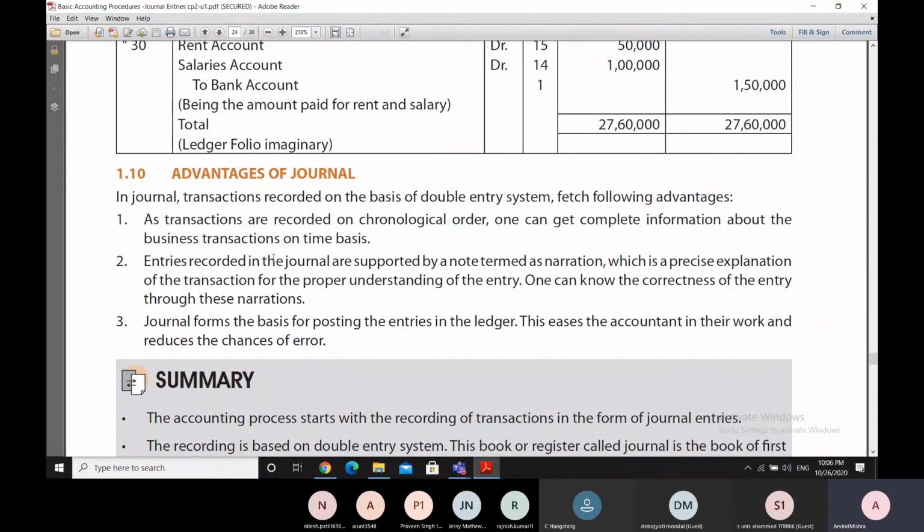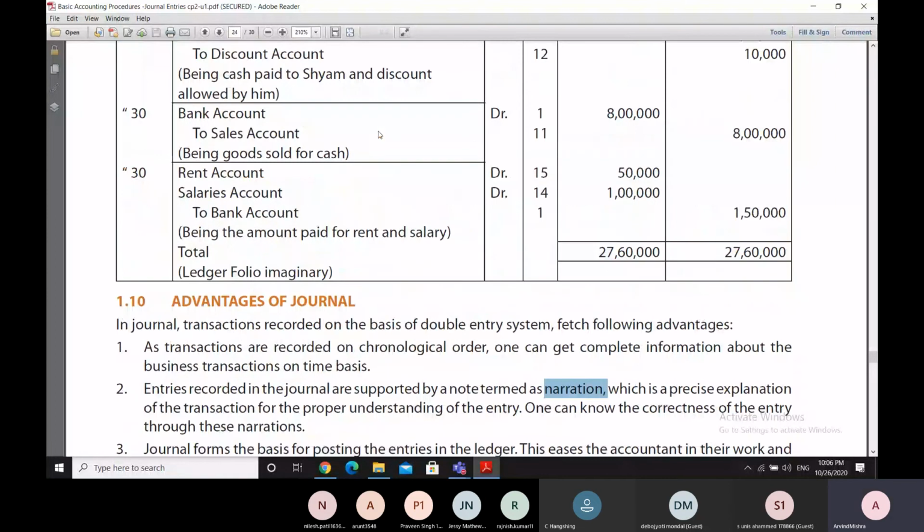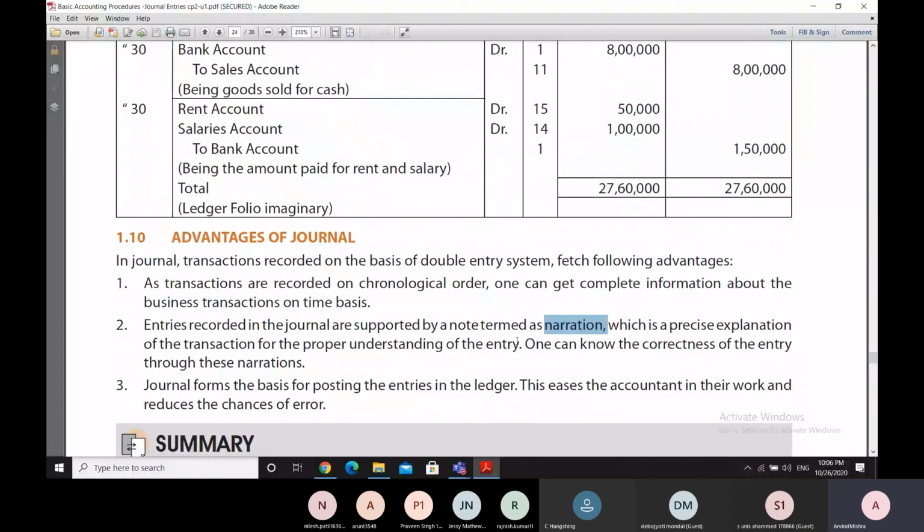The second advantage is that entries which are recorded in the journal have a note of explanation for every entry, which is called narration. Narration is the word used for the explanation. For example, when we say being goods sold for cash, this is a narration of the journal entry. So narration explains what is happening there, because narration is a precise explanation of the transaction so that we can properly understand that entry. So we can understand whether the entry has been made correctly or not by reading the narration also.